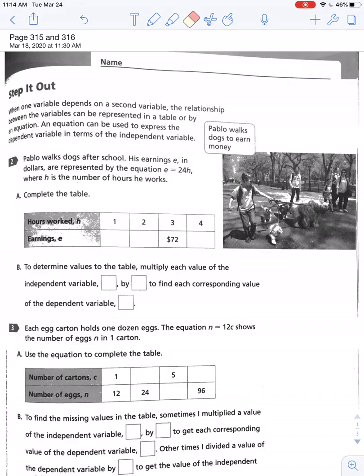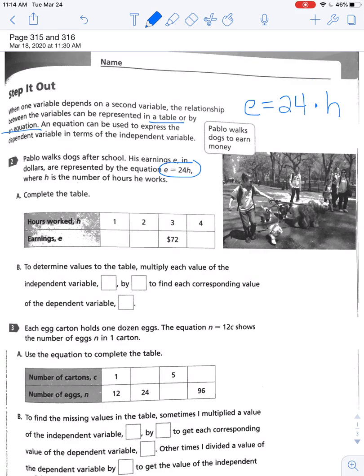Let's start with question number 2 about Pablo. Pause the video while you read through the question in parts A and B. So one thing that I noticed is that they give us an equation, E equals 24H. And I know that that means E equals 24 times H. So what we're going to do today is represent a word problem in a table and an equation. And it's nice because they give us the equation for the first one.